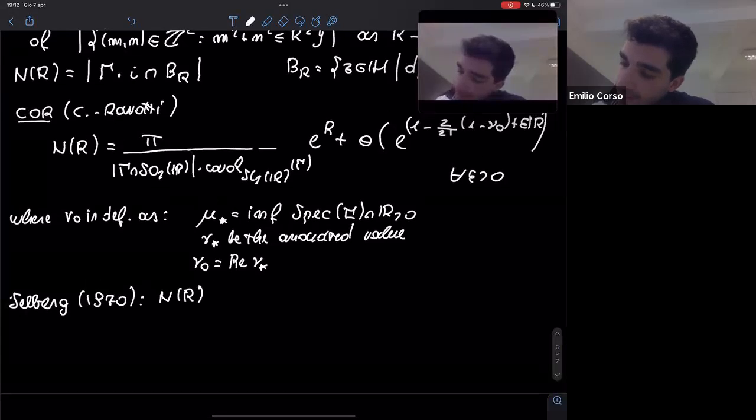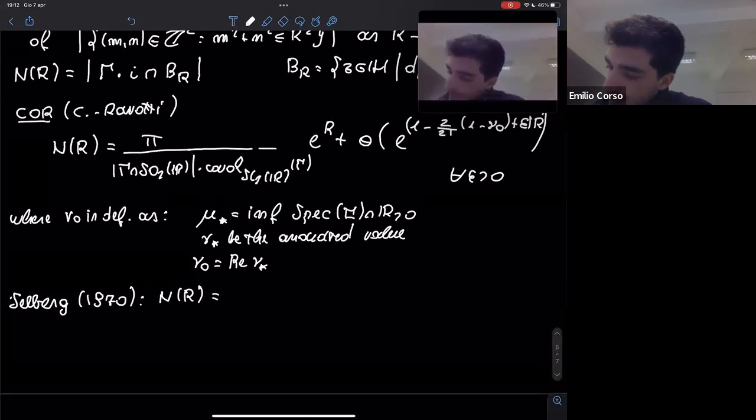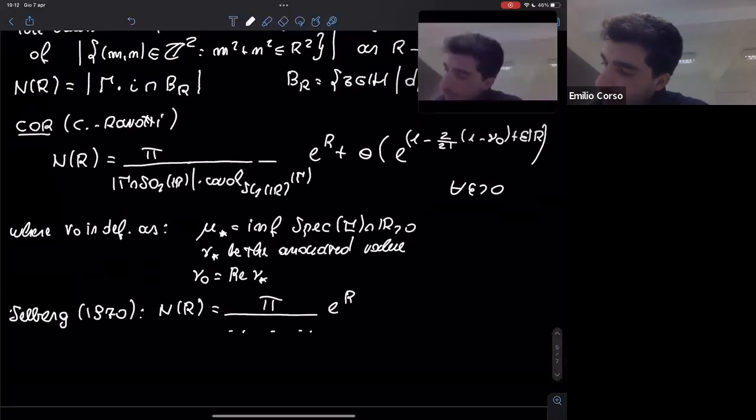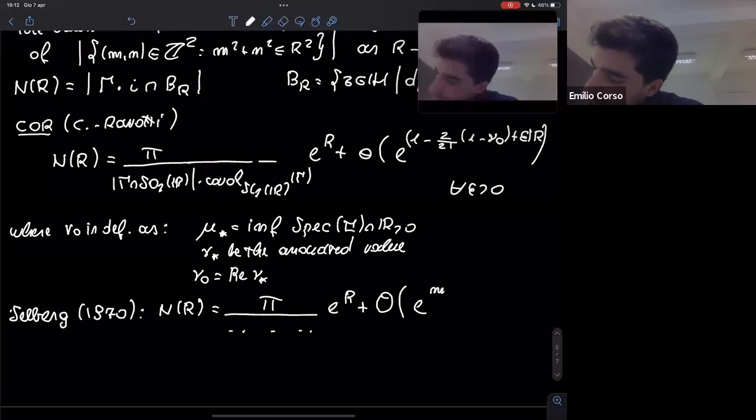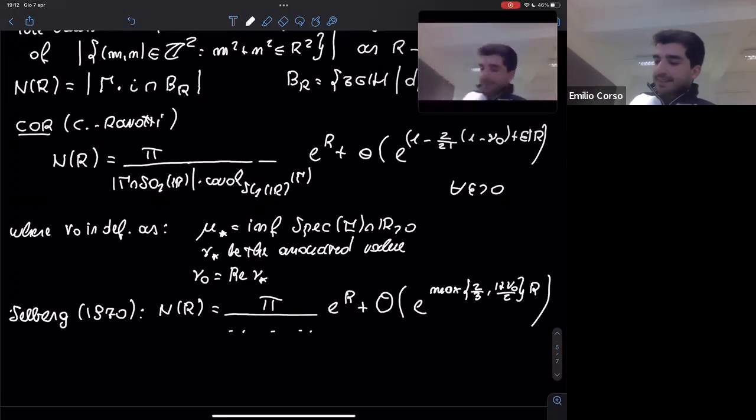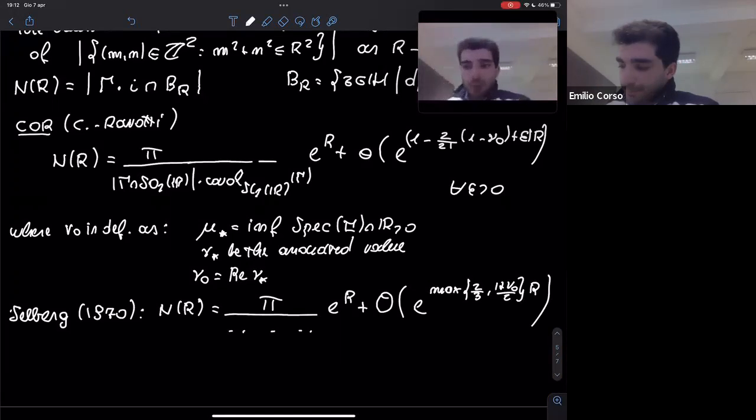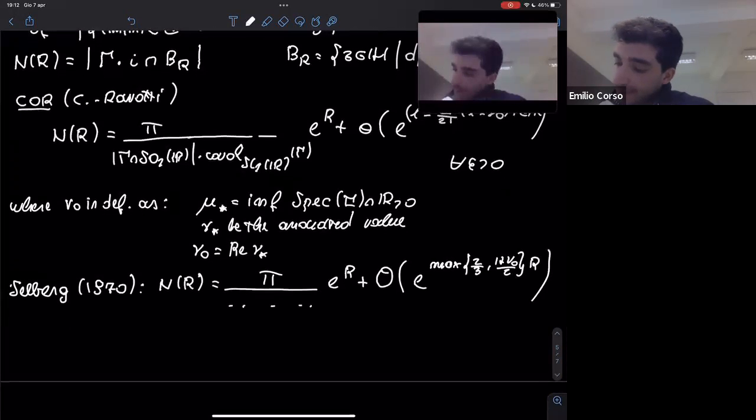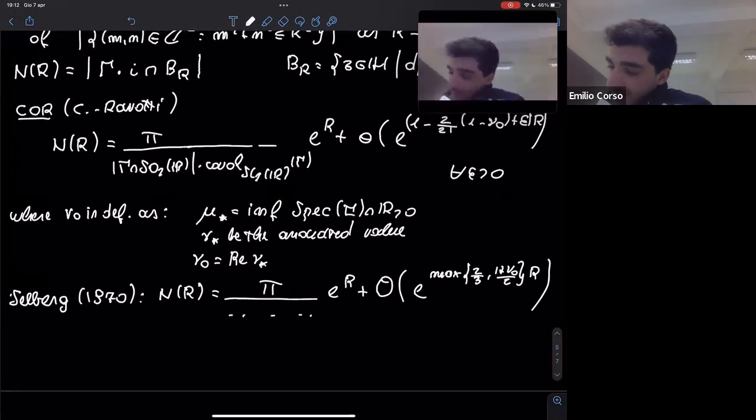obtaining that N of r is equal to, well, the same main term as before, of course. And then his bound on the error is big O of e to the maximum between 2/3 and (1 plus mu 0)/2, times r. So for instance, if you don't have eigenvalues below 1/4, we get this 1 minus 2 over 21, and Selberg gets 2/3, which is of course much better. But on the other hand, the proof is considerably more complicated, more sophisticated.